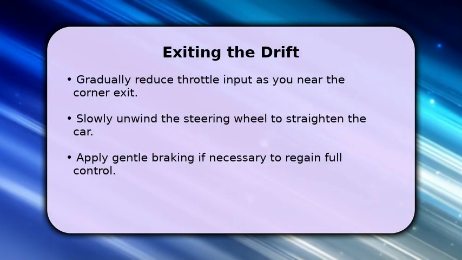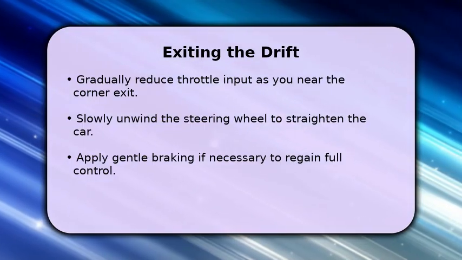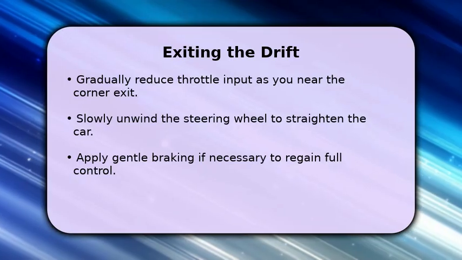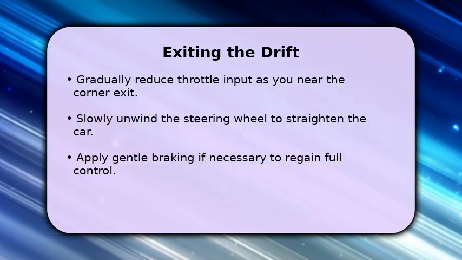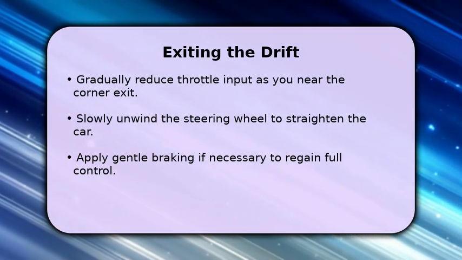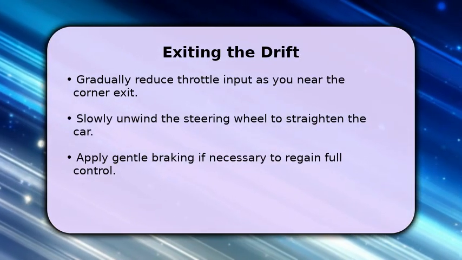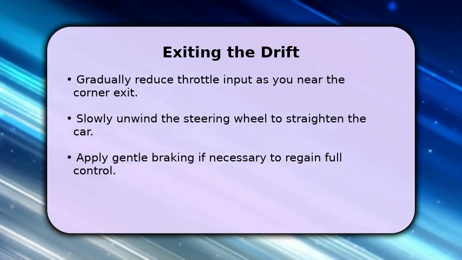To smoothly exit the drift, gradually ease off the throttle as you approach the end of the corner. Simultaneously, slowly unwind the steering wheel, allowing the front wheels to straighten. The goal is a seamless transition back to normal driving. If you find yourself over-rotating, a light touch on the brakes can help bring the car back into alignment and regain full control.